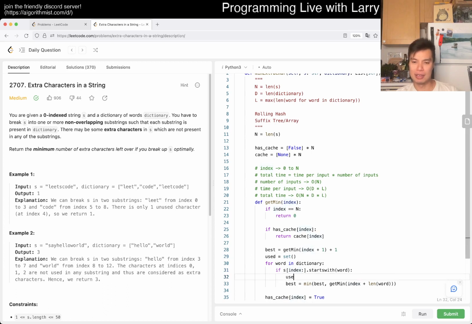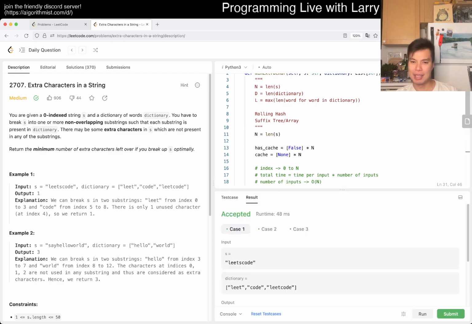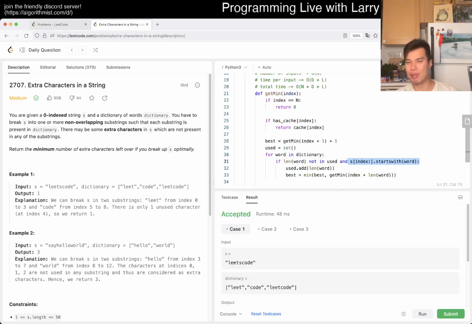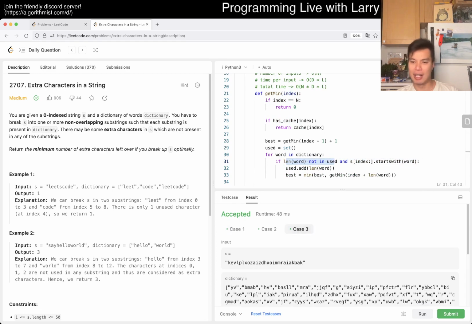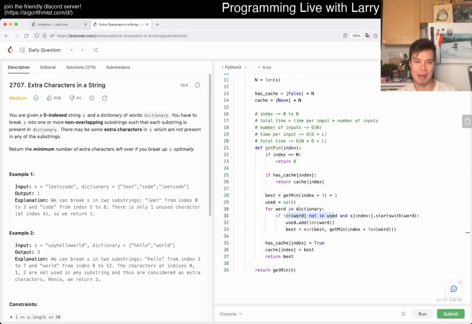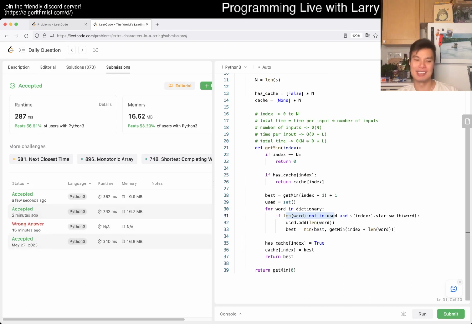So we add length of word to a used set. Basically, if length of word is not in used, then it makes it cheaper, because in theory this comparison is more expensive. Let's give it a submit. I don't know that it makes that much of a difference. Apparently not, or even worse, because this check does cost something.